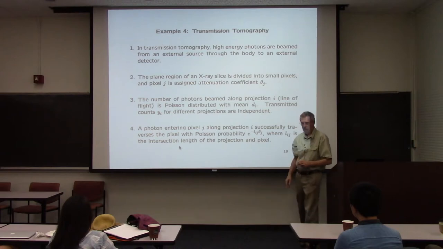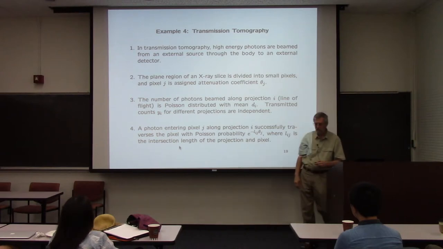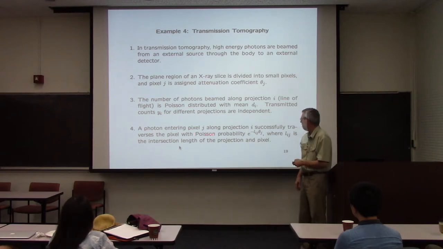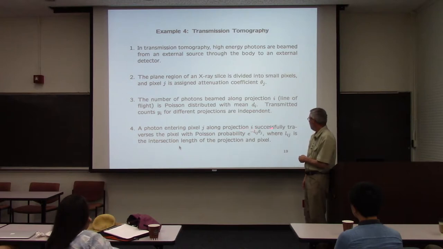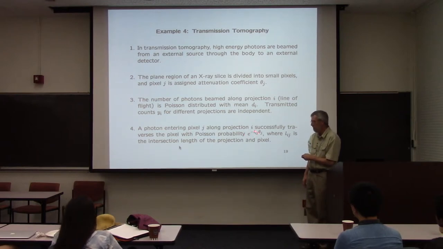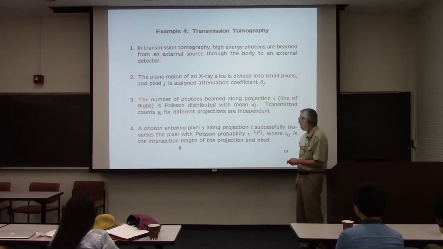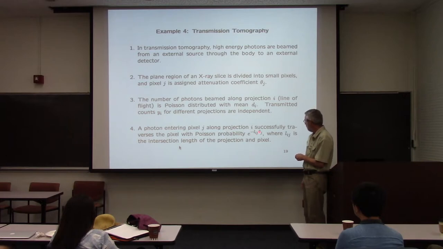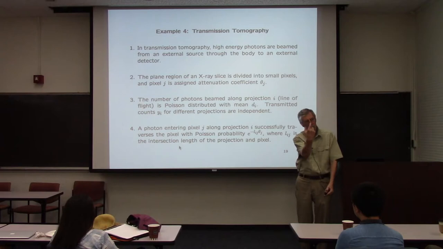Okay, now, in fact, what happens is some of the photons are stopped along a projection line, and that probability of being stopped is determined by a Poisson probability. Zero events doesn't make it through. There are no capture events, and that's proportional to the attenuation coefficient times the intersection length of the projection line with the pixel.